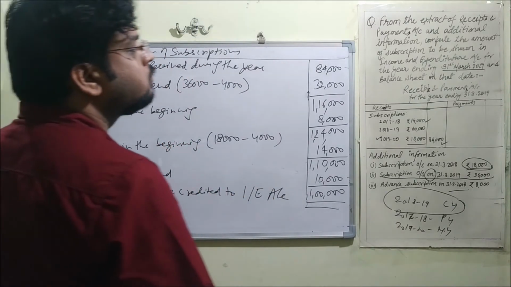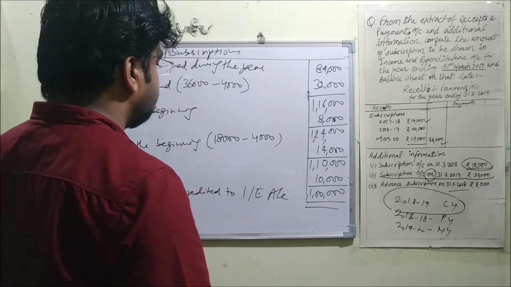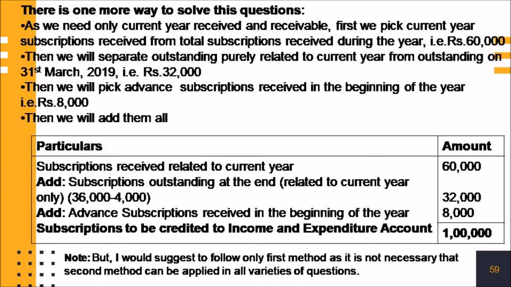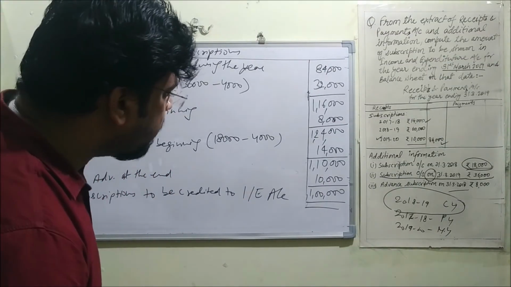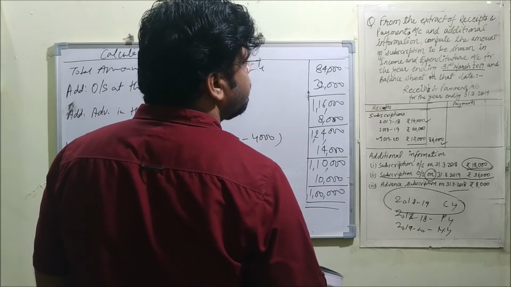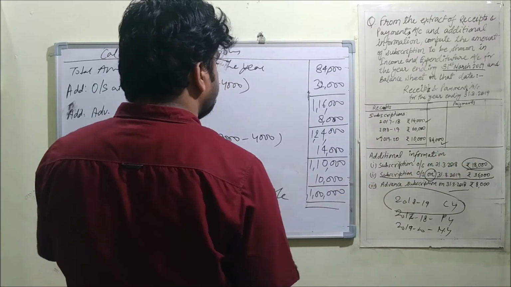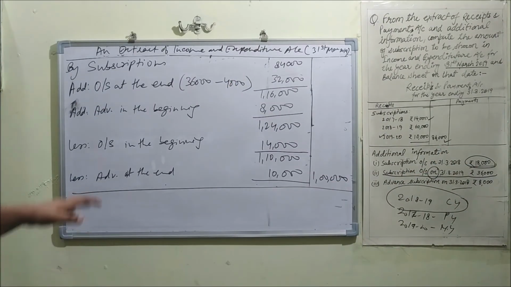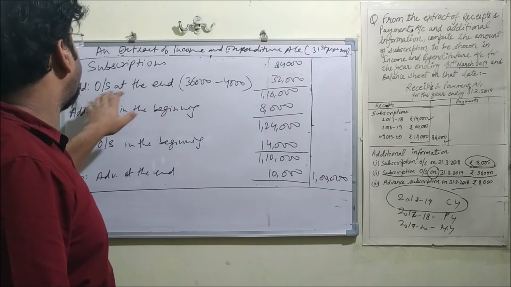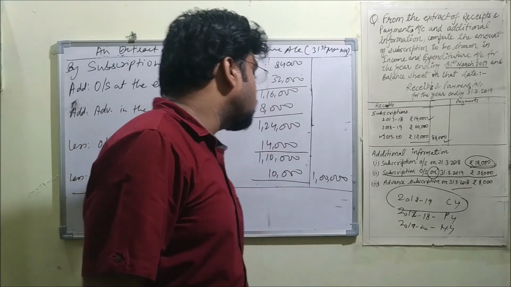Alright. Okay, so we can do this calculation, or we can directly mention this. How? If we need to prepare income and expenditure account, then we can put this value and the total 1 lakh can come out. How? I'll just show you. Fine. So you can show this by subscription 84,000, add this and that, the whole calculation you do, and you keep the amount out. Okay.